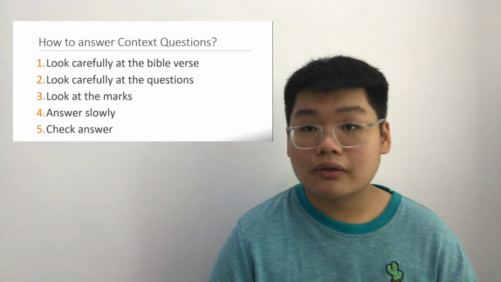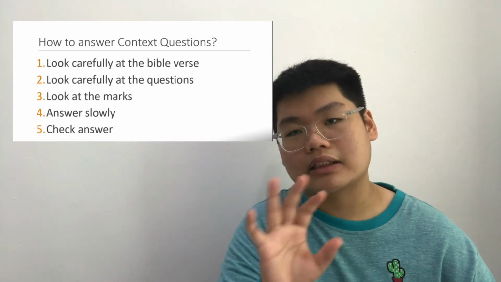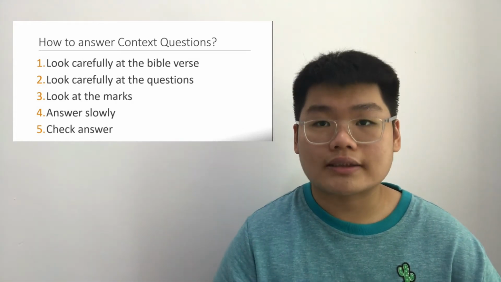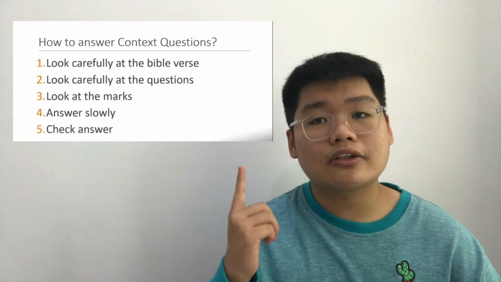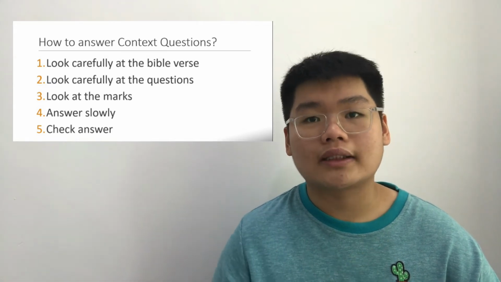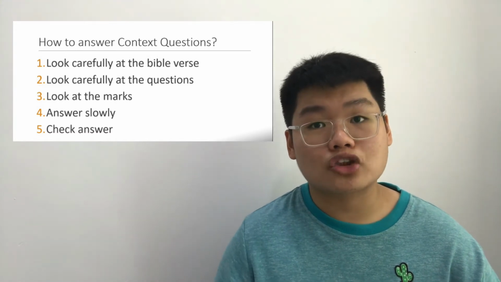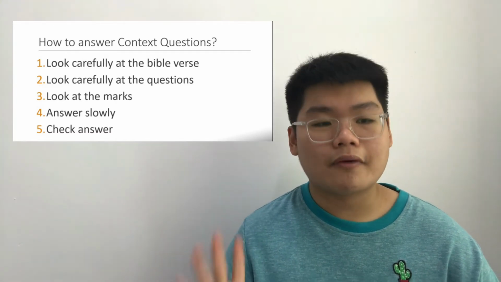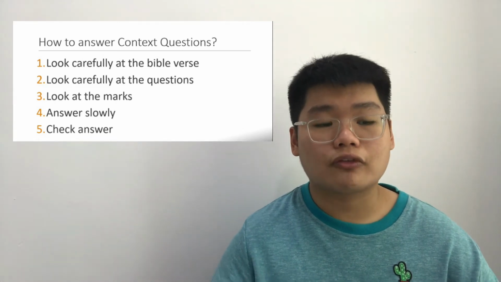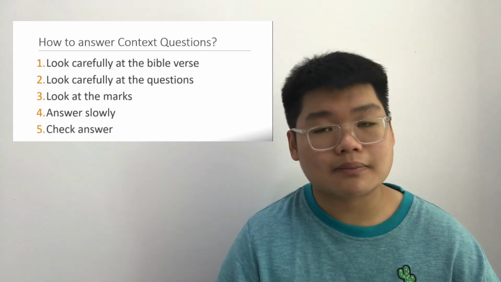Thirdly, let's look at the marks given. In your examination, besides the question, they will give you marks. So look at the marks before you answer the questions. If it is only worth 1 mark, then most probably the answer will be a short one. If it is worth 3 to 4 marks, then most probably your answer should be a long one. Number 4, we have to answer slowly. And number 5, we have to check our answer. This is to prevent us from making careless mistakes.